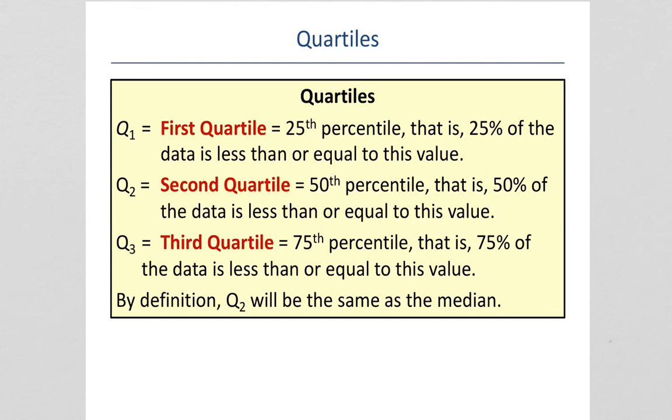So we just talked about, I already drew this picture, the first quartile: 25% of the data is less than or equal to this value. The second is the median, and half of the data is less than or equal to this value. And the third is also the 75th percentile, because 75% is less than or equal to this value.